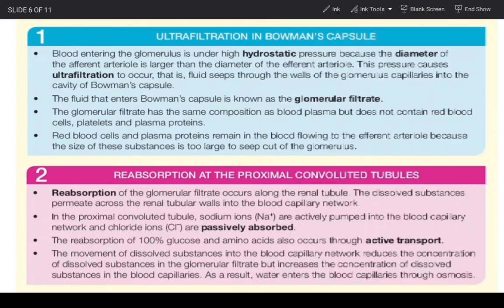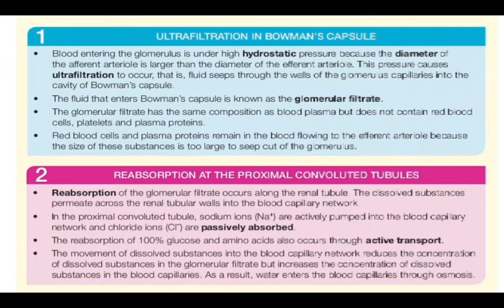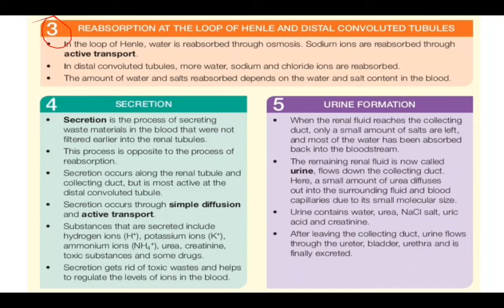So these are the steps. The first one, ultrafiltration in Bowman's capsule. Number 2, reabsorption at the proximal convoluted tubule. Number 3, reabsorption at the loop of Henle and distal convoluted tubule. Number 4, secretion. And number 5 is the urine formation and excretion lah.